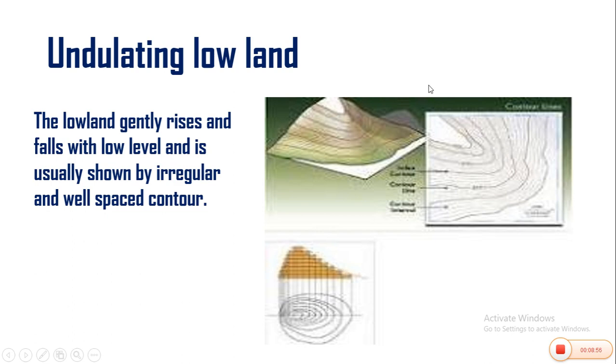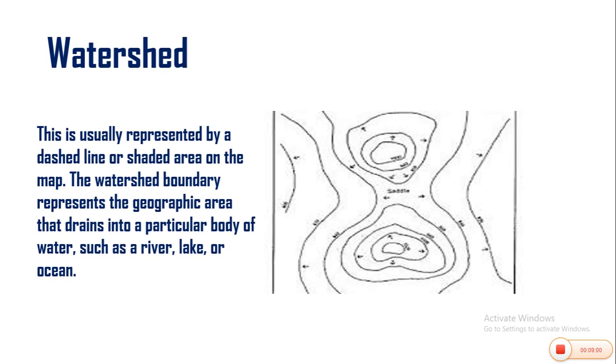Now let's talk about the last one, the watershed. A watershed is usually represented by a dashed line or shaded area on the map. The watershed boundary represents the geographic area that drains into a particular body of water, such as a river, a lake, or an ocean. This is the watershed, the saddle. This is a saddle, a pass. But here, these are lowlands, and between them is a saddle. And where we have the saddle is where this water is collected, the watershed.